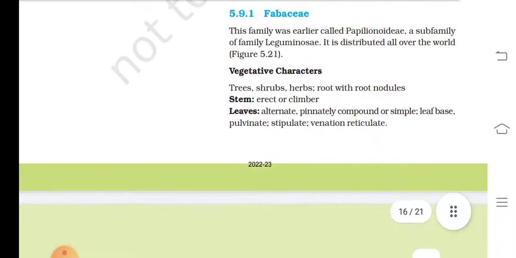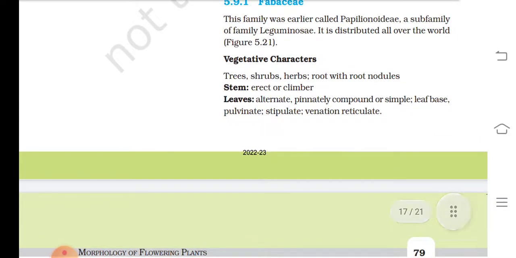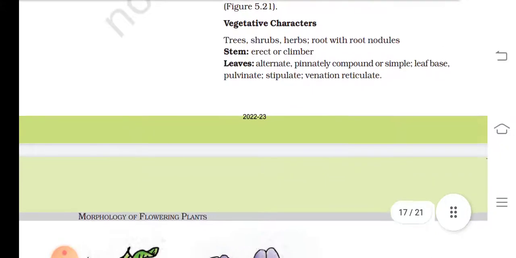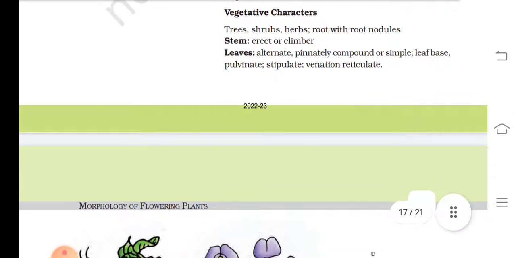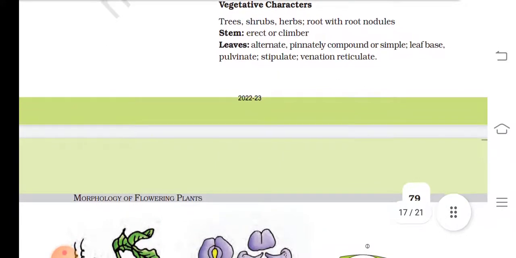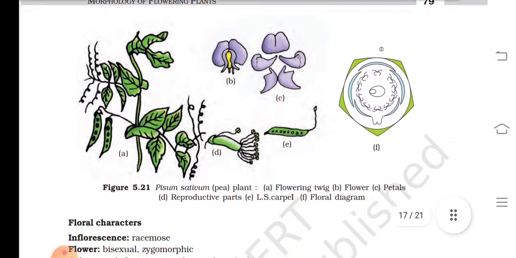5.9 Description of some important families. 5.9.1 Fabaceae. This family was earlier called Papilionoideae, a subfamily of Leguminosae. It is distributed all over the world. That is given in figure 5.21. Vegetative character: trees, shrubs, herbs, roots with root nodules, stems erect or climber, leaves alternate, pinnately compound or simple, leaf base pulvinate, stipulate, venation reticulate.